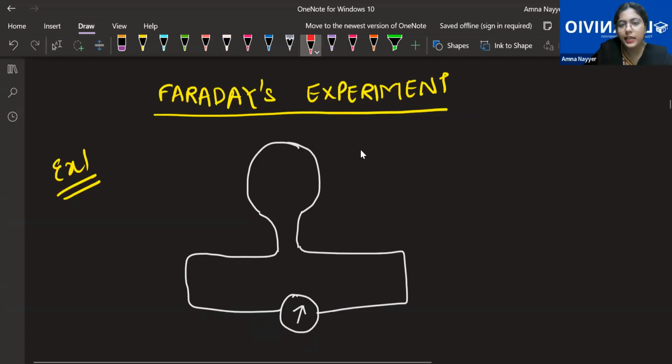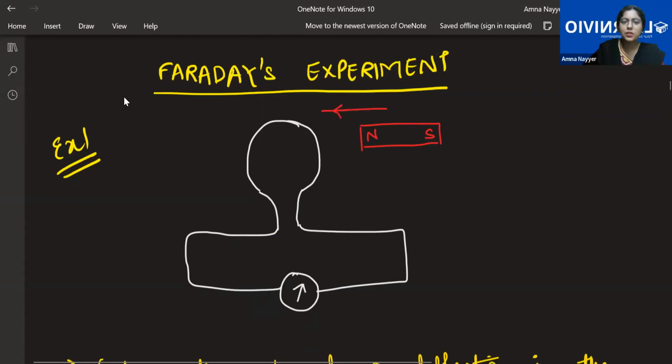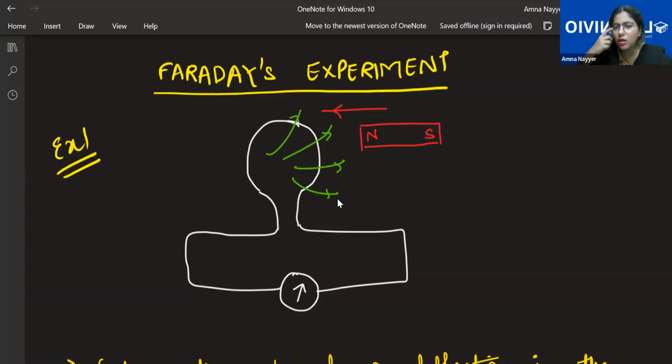So, see here. Then he took a bar magnet, north polarity, south polarity, and he moved this bar magnet closer to this coil. What was observed? When the bar magnet was brought closer to the coil, the magnetic field lines emerged. Obviously, the bar magnet is coming closer to a coil, so a magnetic field will be there. But that's not the main point, because if a bar magnet is there, it will cause magnetic field lines. That's not a new thing.